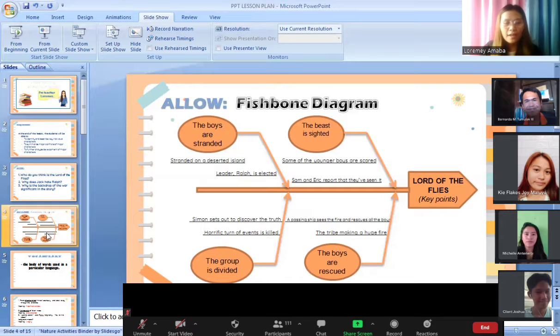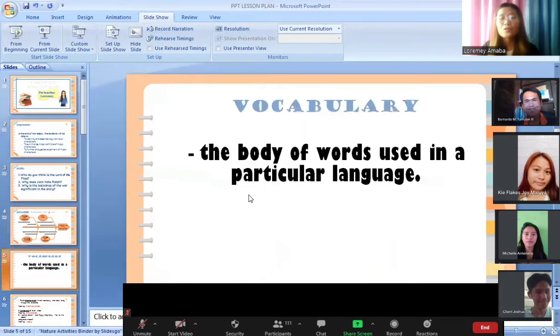So another activity, class, is I prepared a list of 10 vocabulary words as you've noticed in the story. There are a lot of vocabularies and words that we don't know the meaning of. So first and foremost, let us define what vocabulary is.